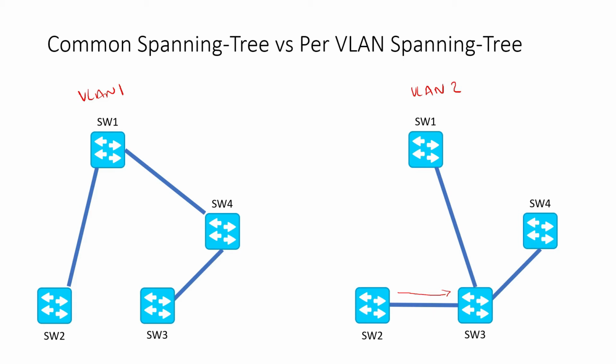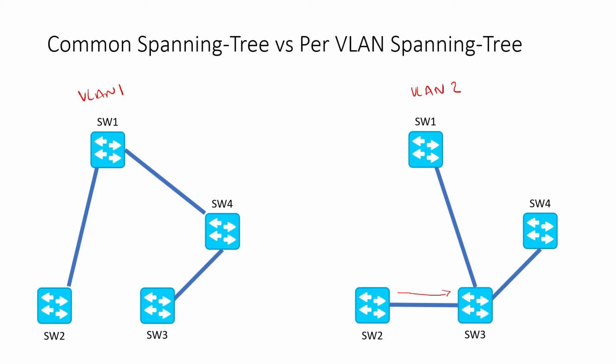And what this does is it allows other links in the network to not just sit there dormant, not just sit there not being used. So every link in the network is being used. It's just not being used by every single VLAN. So for example, the link between switch 1 and switch 2 is being used by VLAN 1, but not by 2. But that's fine. At least it's not just sitting there not being used by nobody, like if you were to be running Common Spanning Tree.